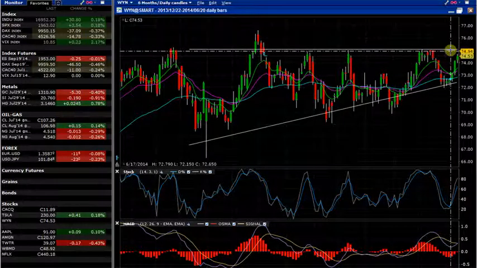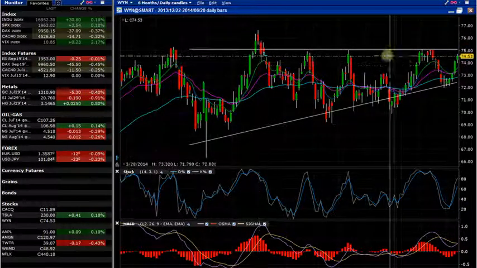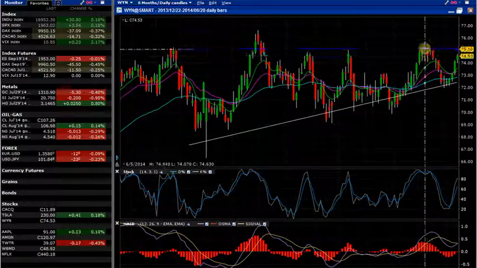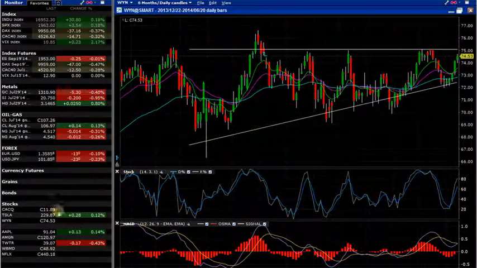And when it does break out, it'll break out relatively strongly because there'll be a lot of stops set up at this level. And when it does, all these people are going to be covering their stops, and that'll push the stock higher. So I talked about the importance of time frames.